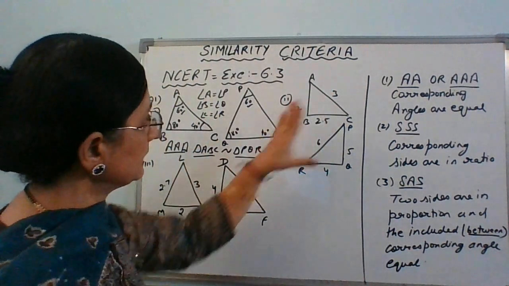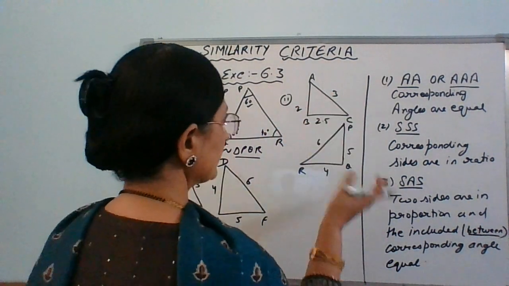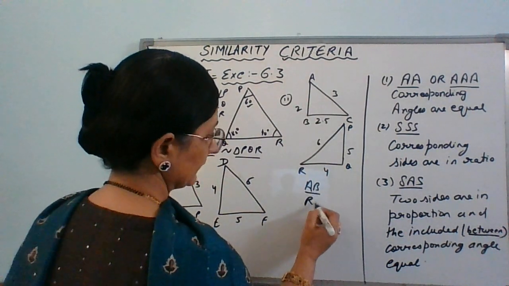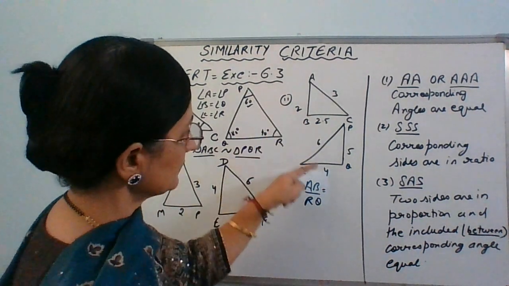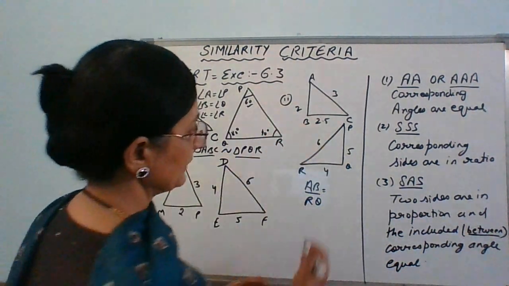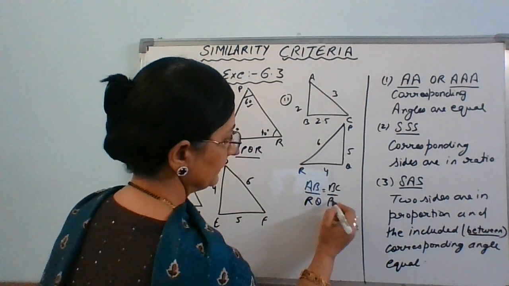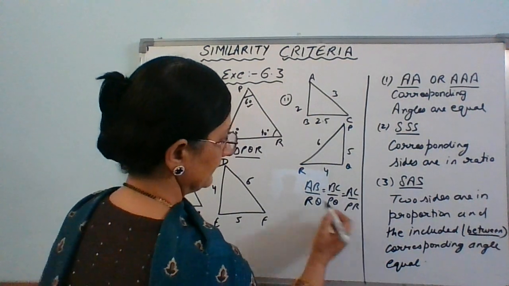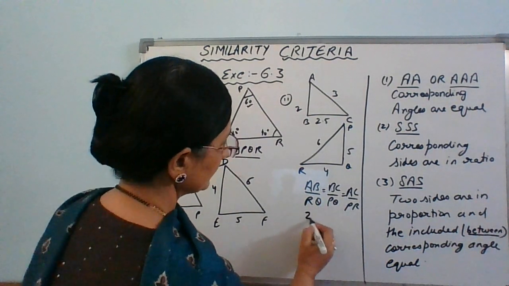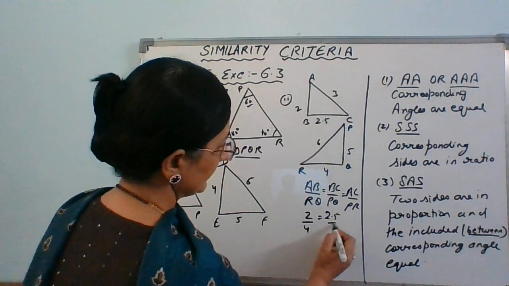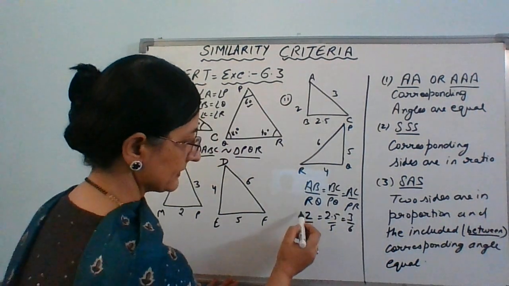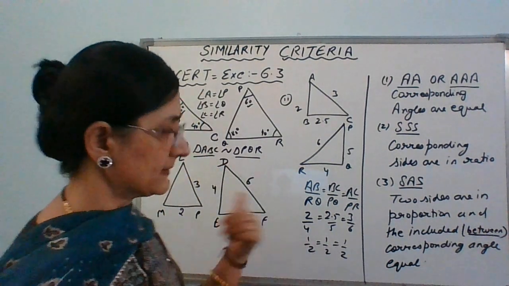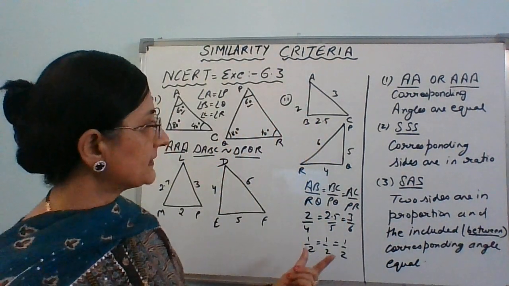Now the second figure is this one. If we see the sides, 2 doubled is 4. So here we can write AB upon RQ, then BC upon PQ, and AC upon PR. Here 2.5 doubled is 5, and 3 doubled is 6. Substituting the values, it comes out to be 2.5 by 5 and 3 by 6. When we cancel it, we get 1 by 2, 1 by 2 and 1 by 2. So the ratios are same. So all the 3 sides are in ratio.